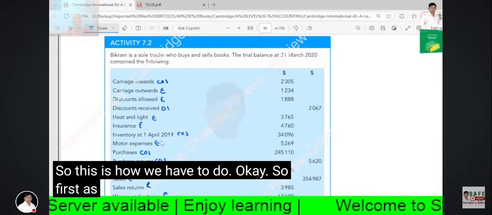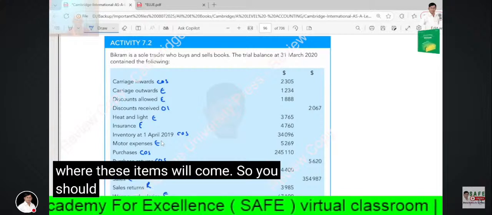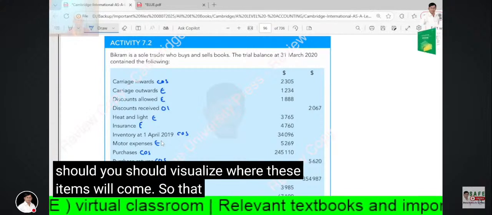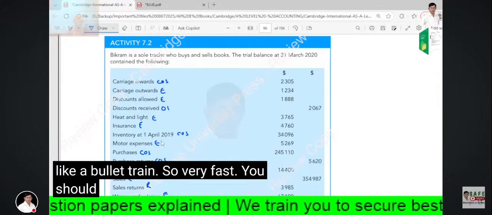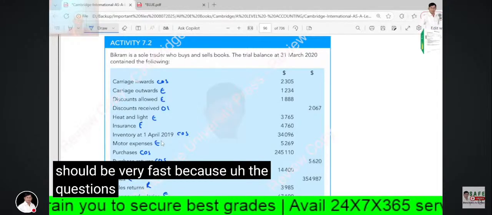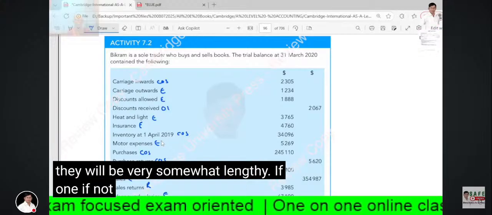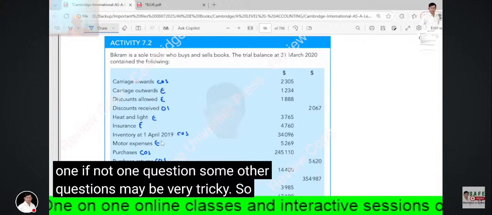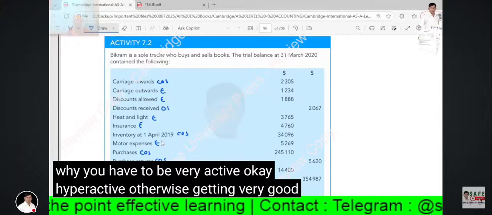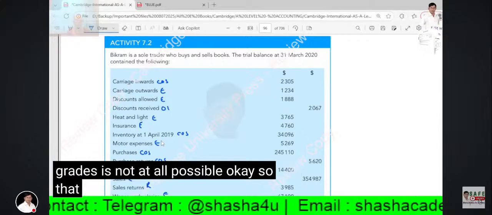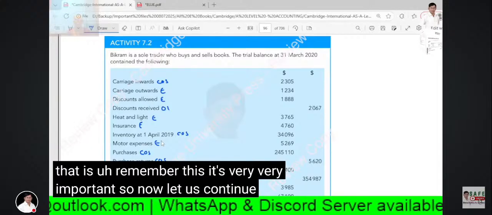Okay. So first, as soon as you see the question, you should visualize where these items will come, so that when you are doing the problem, you are doing it like a bullet train. You should be very fast because the questions will sometimes be very tricky and somewhat lengthy. If not one question, some other questions may be very tricky. So you have to be very active, hyperactive. Otherwise, getting very good grades is not at all possible. Remember this, it's very, very important. So now let us continue.